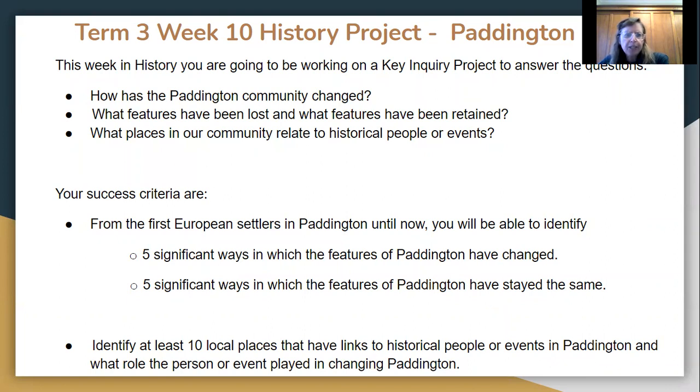Now, for you to be successful at this, you're going to need to show me that from the first European settlers in Paddington until now, you were able to identify 5 significant ways in which the features of Paddington have changed, and 5 significant ways in which the features of Paddington have stayed the same. I'll explain the features in a minute. Identify at least 10 local places that have links to historical people or events in Paddington, and what role the person or event played in changing Paddington.